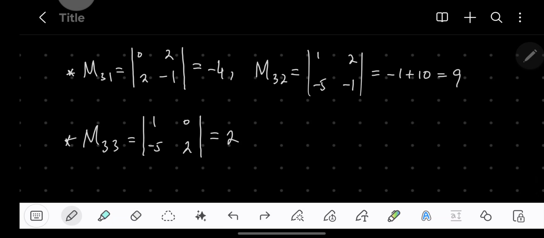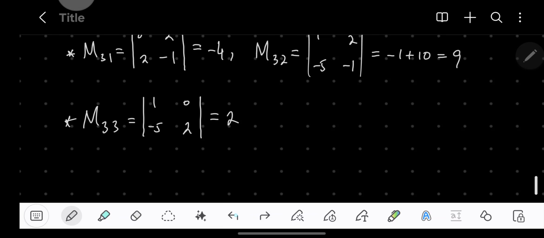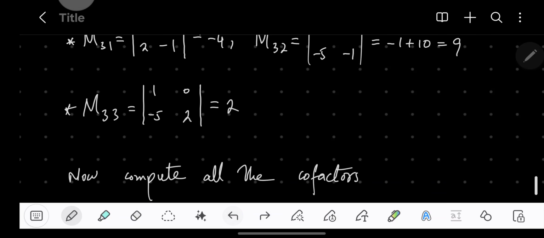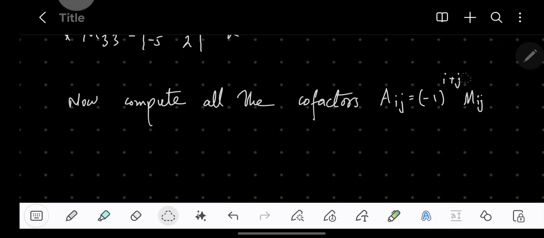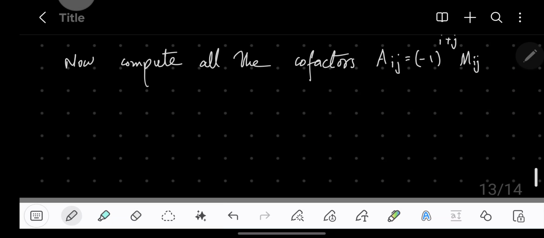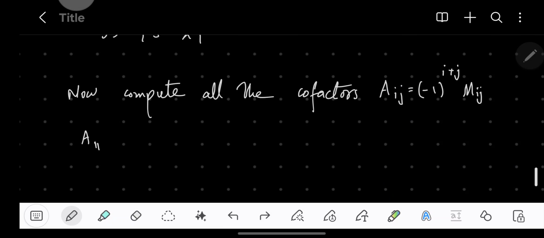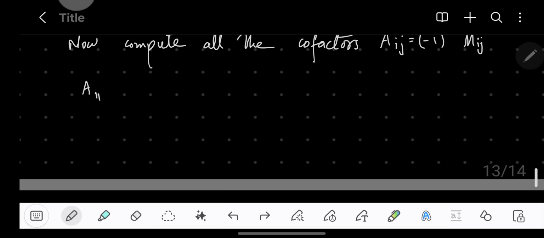Since we have found all of the minors, now we will find all of the cofactors. Here is the formula for the cofactors. The first cofactor is A11, and similarly we have A11, A12, A13 and so on, then A21, A22, A23 and A31, A32, A33. So the first one is A11.